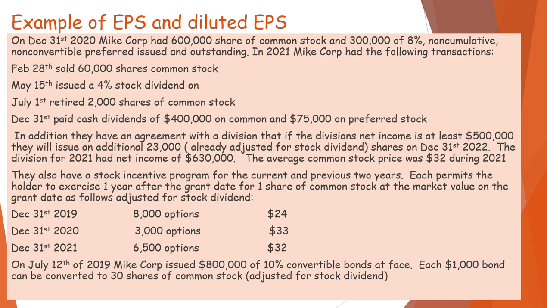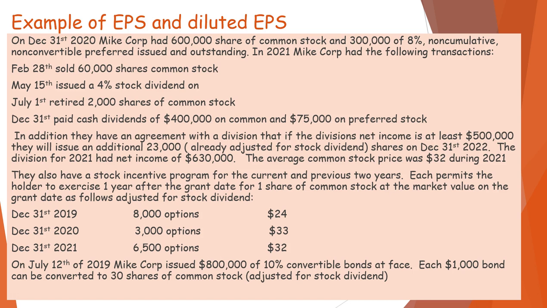Now let's look at a second example. In this example, we've got all kinds of things going on. All right. So first, we had 600 shares of common stock and 300,000 of 8% non-cumulative, non-convertible preferred issued and outstanding. In 2021, Mike Corporation had the following transactions. They sold 60,000 shares. They issued a 4% stock dividend. Then they retired 2,000 shares, and then they paid cash dividends of $400,000 and $75,000 on the preferred stock.